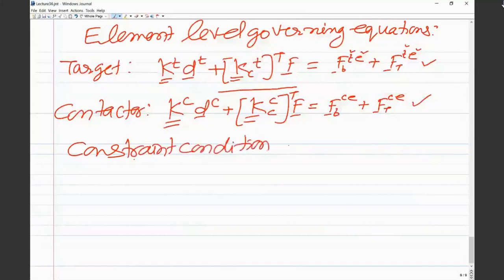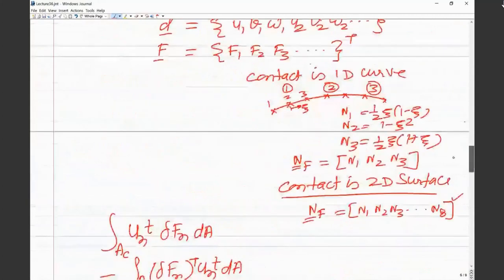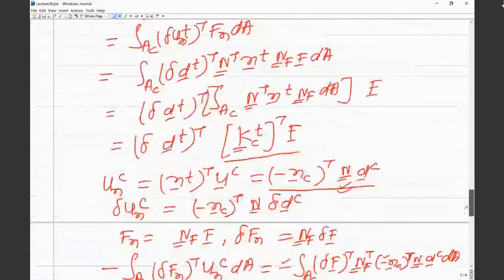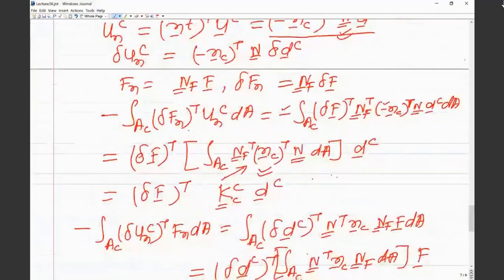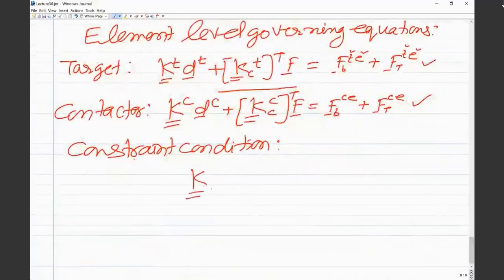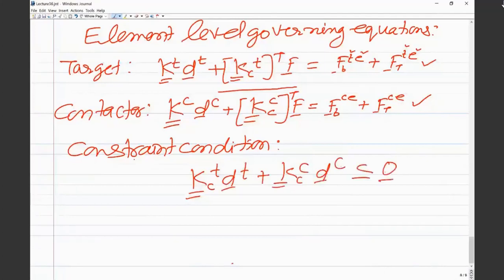So the additional constraint condition is this. If you look at the first set of terms I have written over here, delta F transpose will be taken out because that is arbitrary. So we will have this term KCT into DT as the first term, and then minus delta Fn transpose into UNC, which is equal to delta F transpose into KCC into DC. Therefore, these two terms together will give rise to this inequality constraint: KCT into DT plus KCC into DC is less than or equal to a null vector. So finally, these are the equations.